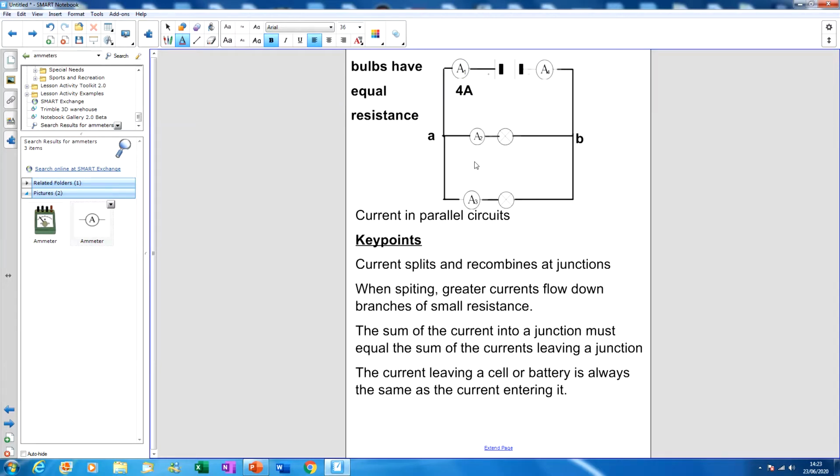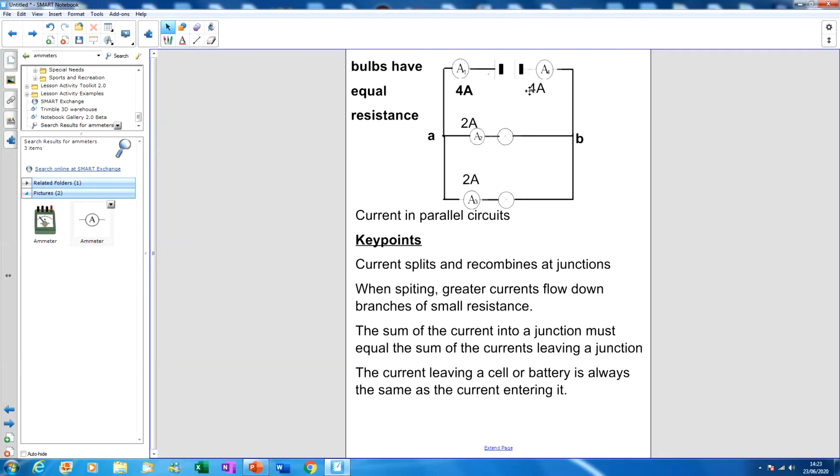So what does that mean in terms of the split at A then? If they split equally, well, the only way you can split 4 equally is 2 on the middle branch and 2 on the lower branch, so 2 amps on each. So 2 amps would go across the middle branch to B, and 2 amps would go along the lower branch to B. What will happen? Well, the current will recombine. So what's 2 add 2? Well, that's 4 amps.